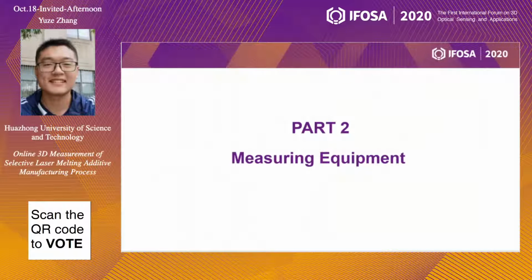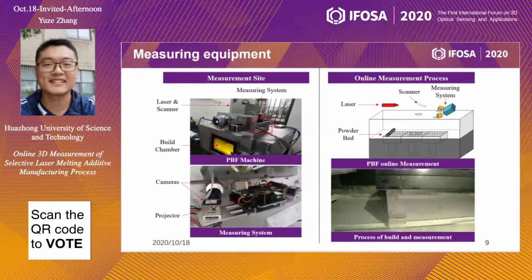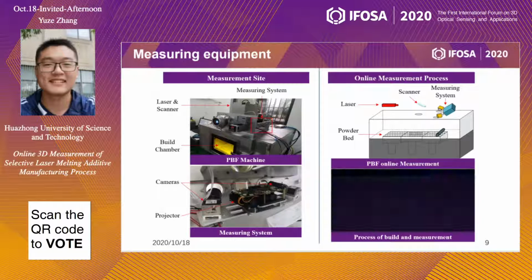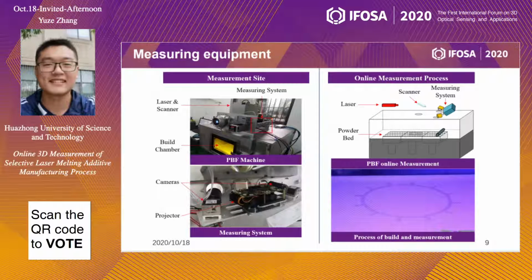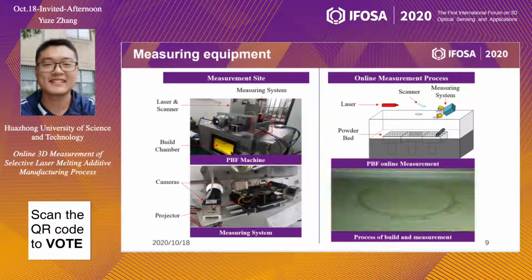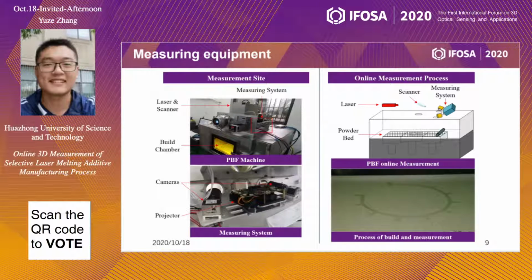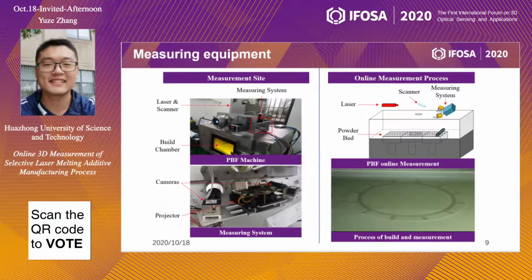The second part is the measuring equipment. The first picture is the PBF machine we built by ourselves. At the top of the machine is the laser and scanner. Besides them is the measurement system. Our measurement system consists of 2 cameras and a projector. The picture on the right is the online measurement experiment we did on the PBF machine.